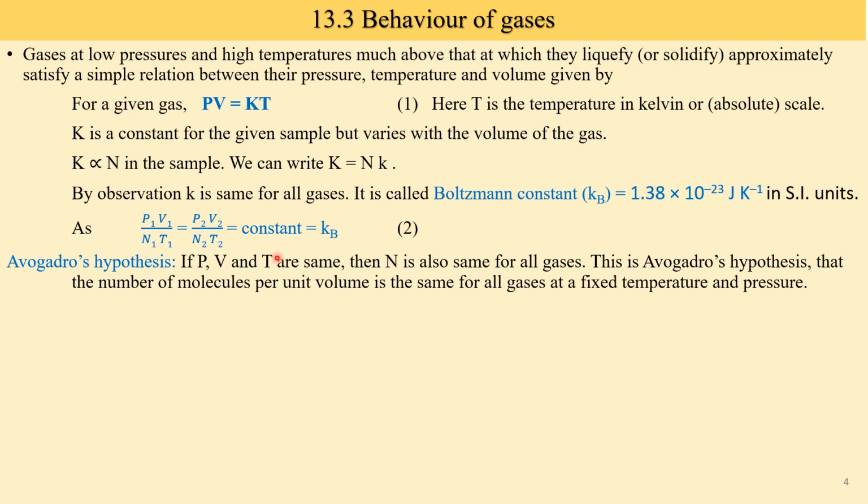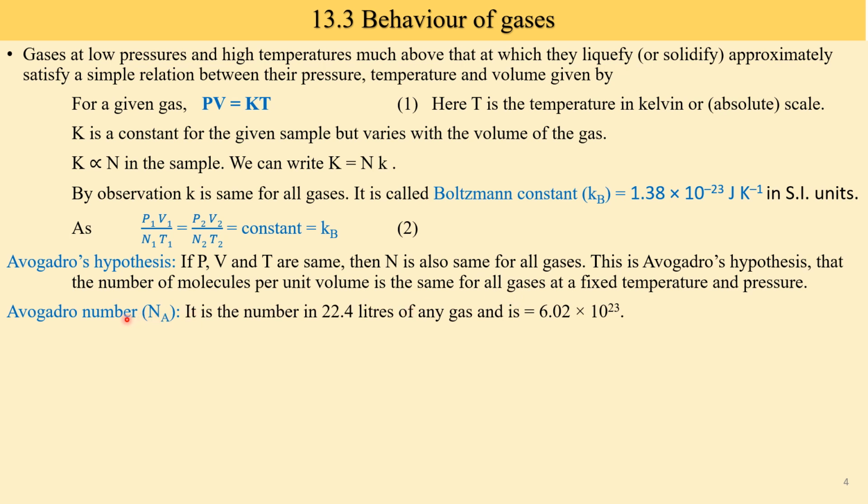Now we will take up Avogadro's hypothesis. If pressure, volume and temperature are the same, then N is also the same for all gases. The hypothesis says that the number of molecules per unit volume is the same for all gases at a fixed temperature and pressure. That is, if temperature and pressure are constant, then N is the same for all gases.